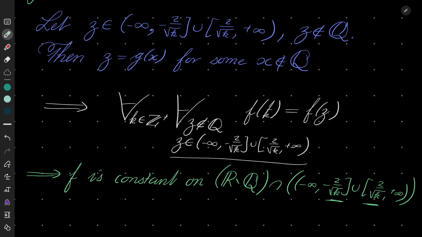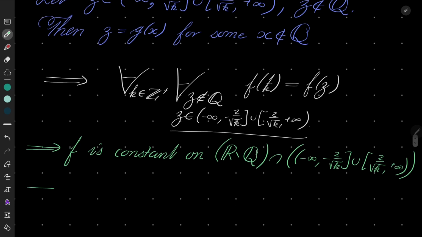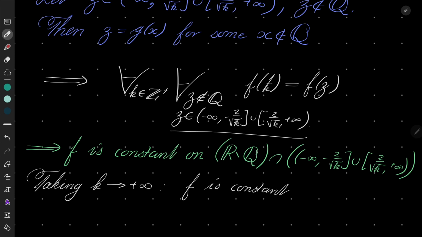They form a so-called ascending chain of sets. And in the limit, as k becomes larger and larger, taking k going to infinity, we deduce that f is constant on the whole set of irrational numbers.